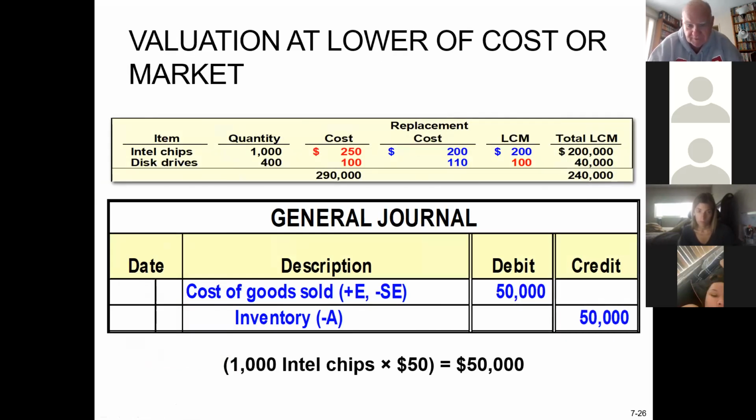I tell you, there's a bug in this thing here. Anyway, so the new inventory balance after we reduce the Intel chips is 250, right? We had 290, and then we're going through what we'll call an adjusting entry. We're doing our month-end due diligence, and we realize we have to recognize this loss, $50,000. 290 minus 240. What is the journal entry? You debit cost of goods sold, and you credit the inventory.